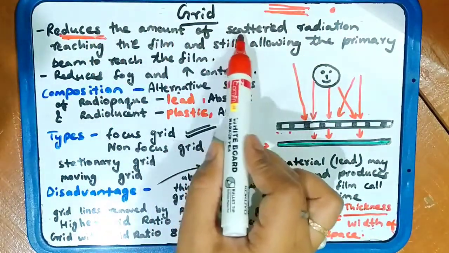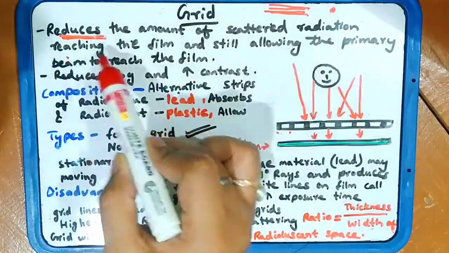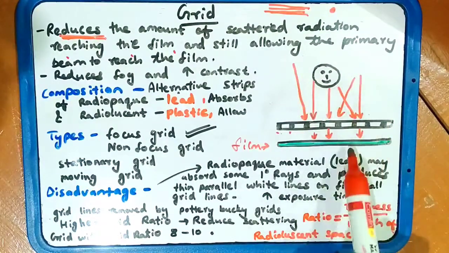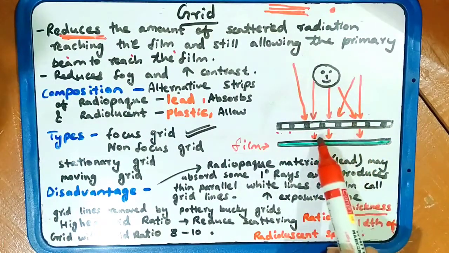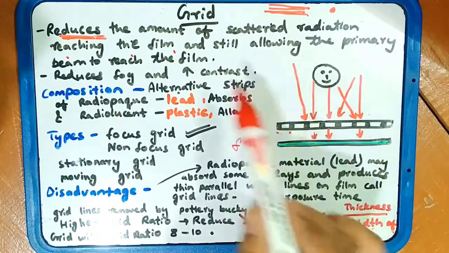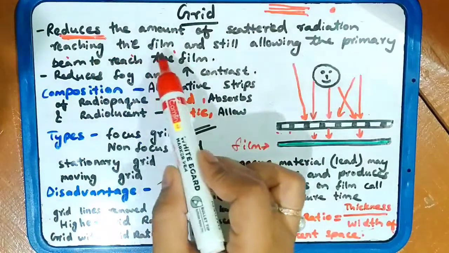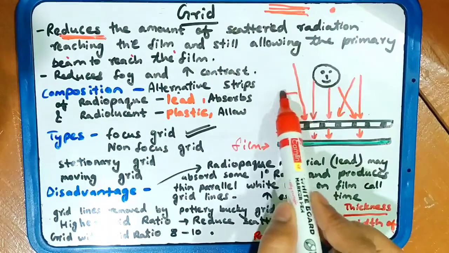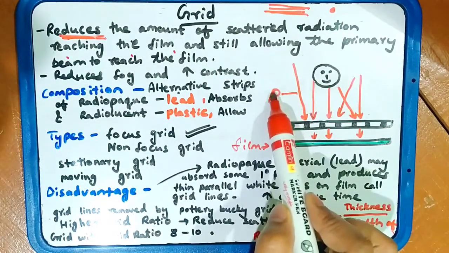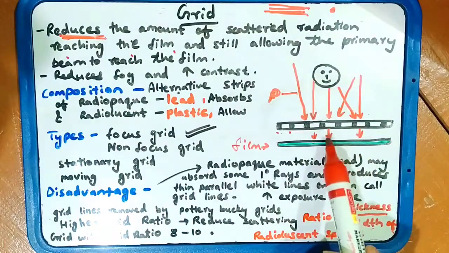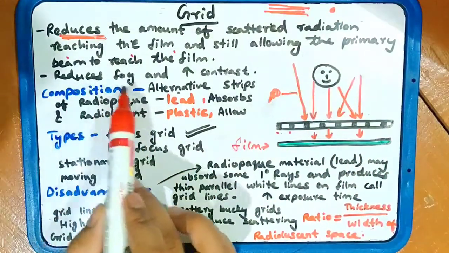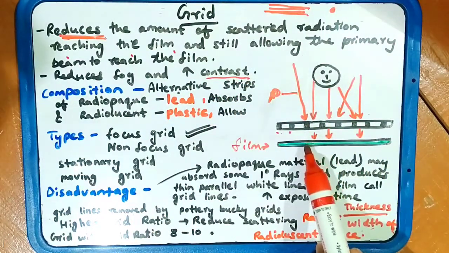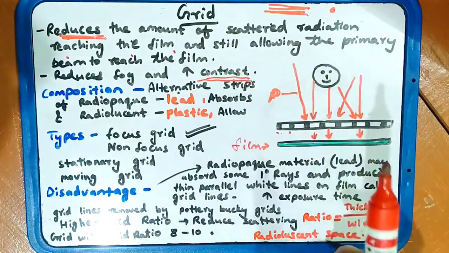So it reduces the amount of scattering radiation reaching the film. You can see here many radiations are there, and in between the film and the grid there are only 3 rays you can see. So it reduces the radiation reaching the film and still allows the primary beam to reach the film. This is the primary beam. So it allows the primary beam to reach the film, reduces the fog and increases the contrast.